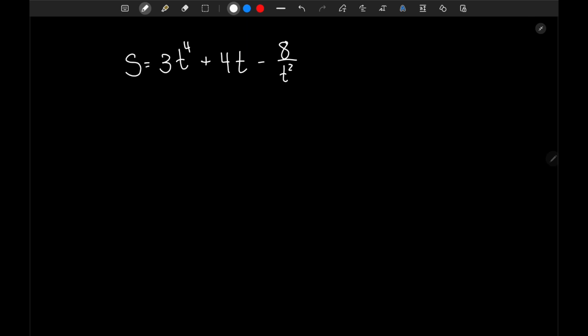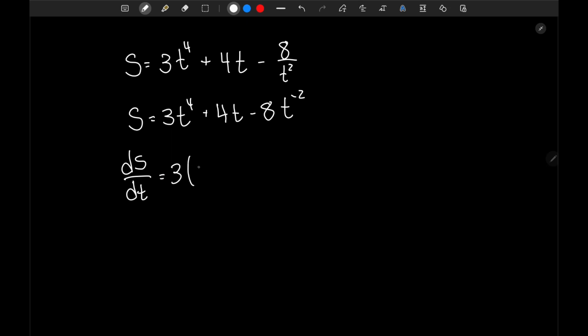Here we have s equals 3t to the 4 plus 4t minus 8 over t squared. So first, we're going to rewrite this so everything is on the top. And then it's going to be minus 8 t to the minus 2. And now we can just take the derivative of each side. So here, since we have s and t, we're going to write ds over dt is equal to 3 multiplied by the exponent, and then minus 1 from the exponent.